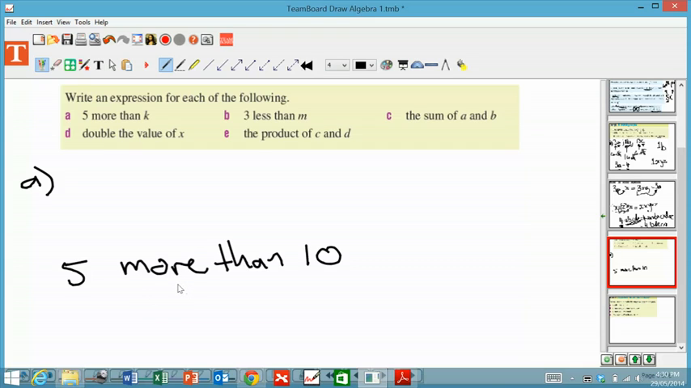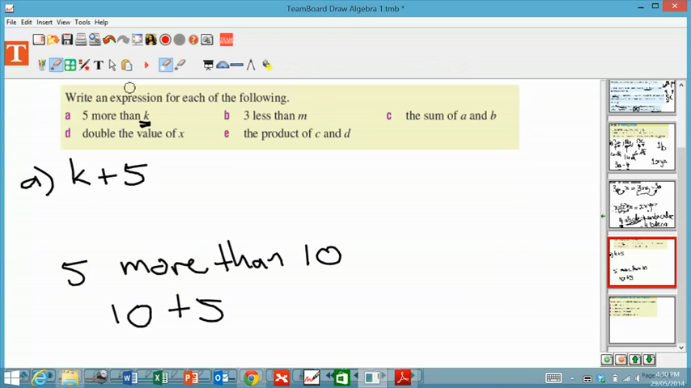Okay, hopefully you have paused, because I know some people don't and keep playing straight through. 5 more than 10, what does that look like? Well, it's 5 more than 10, so I've got to add 5 onto 10. So 5 more than 10. Okay, so if I, instead of using the k, I'll put a number there, that's what it would look like. So in this case, we don't have 10, we've got k. Alright, so if we've got 5 more than k, we're going to write k plus the 5. So 5 more than k. Okay?